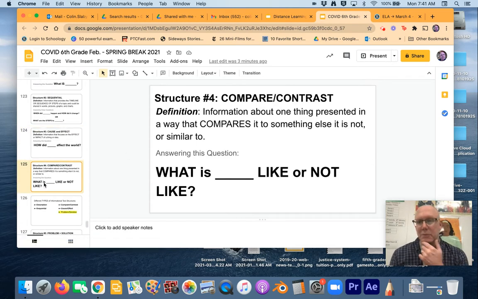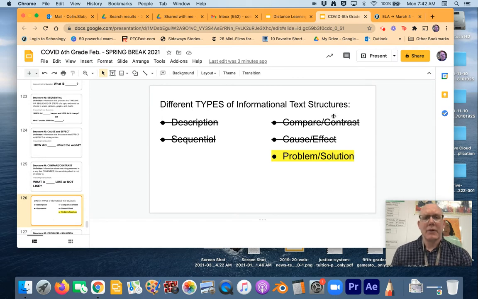And then lastly, the one we did on Friday was compare and contrast. Basically the goal of this kind of writing is to ask or answer the question, what is blank like or not like? What are masks like? What are books like or not like? Okay, so those are our four, and you can use that on the quiz if you want. So if you're watching this, use that information to help you answer the questions.